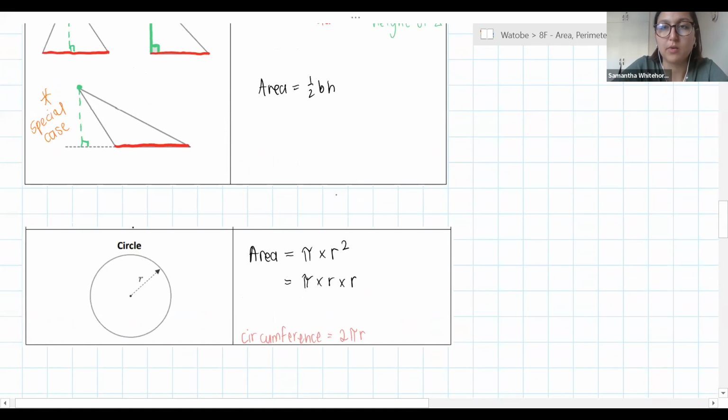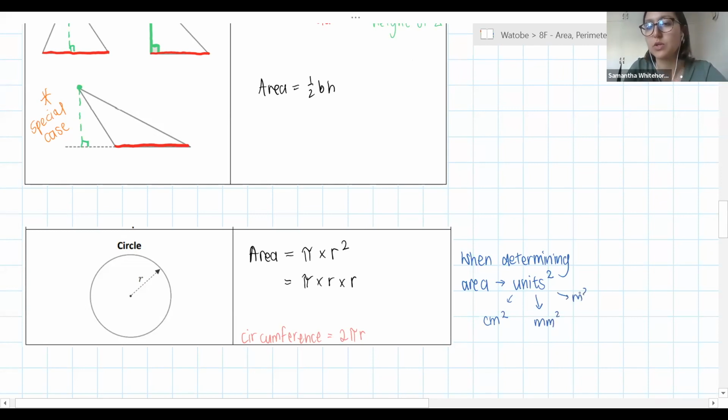There's one more little note that I want to make before we take a little break and do some examples after that. Right, so when we are determining area, what we need to remember is that our answer will have units squared. So it will be something like the area is in centimeters squared, or millimeters squared, or meters squared. It really depends on what the unit is, but it is always units squared.